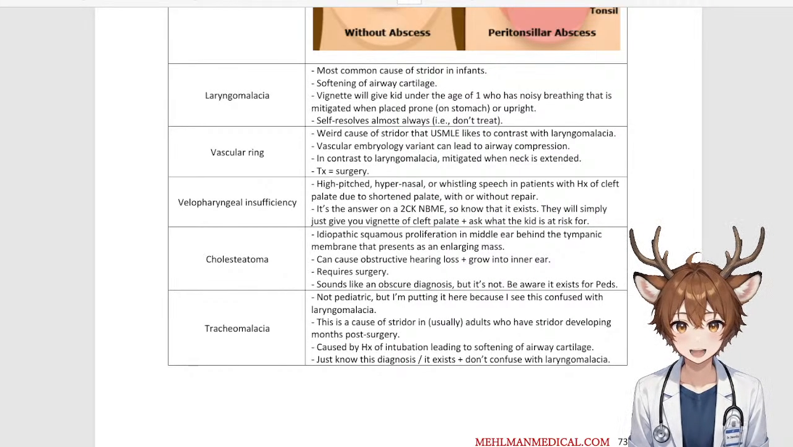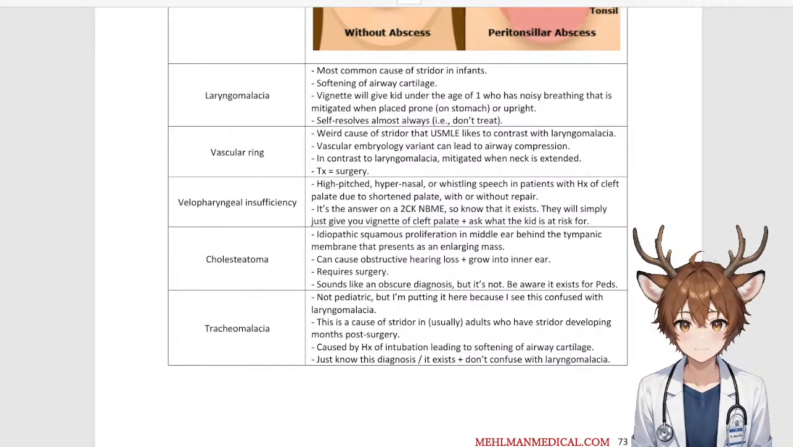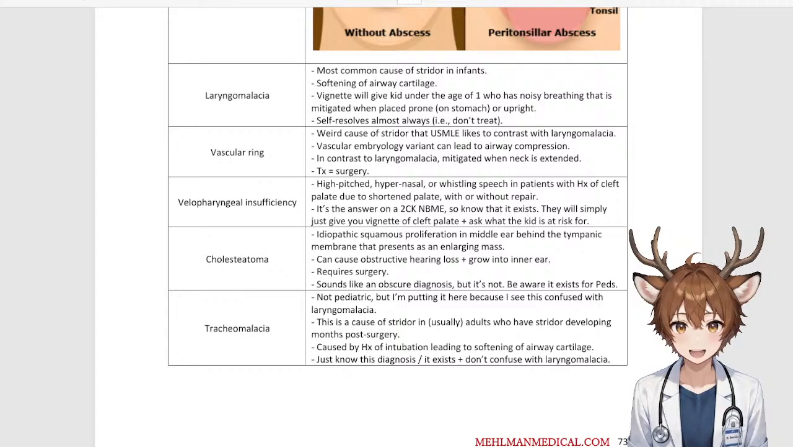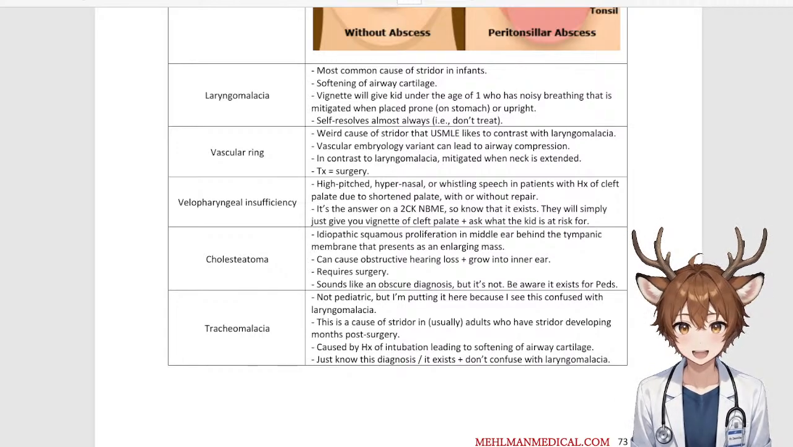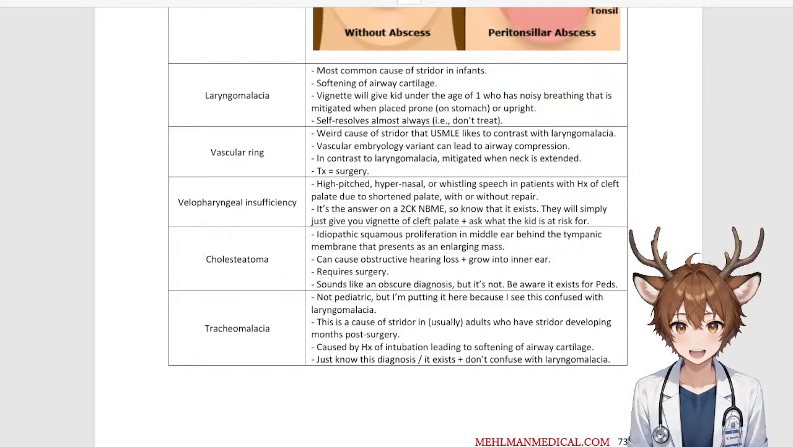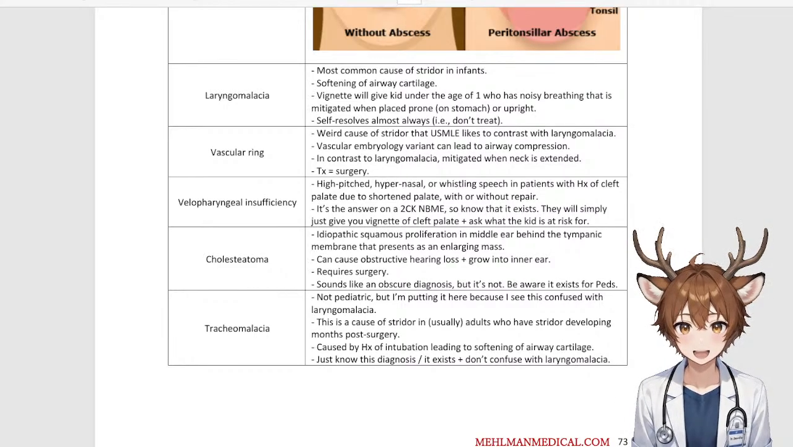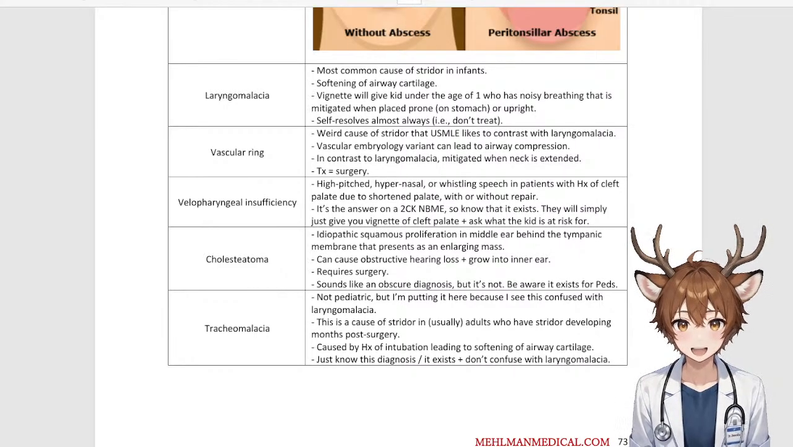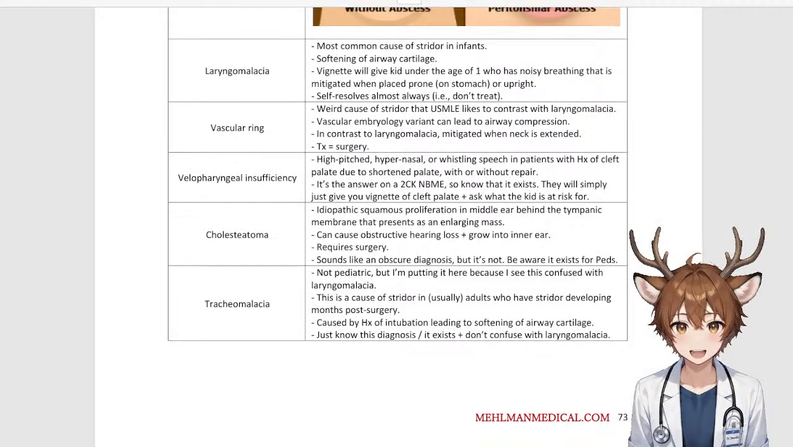Tracheomalacia. Not pediatric, but I'm putting it here because I see it confused with laryngomalacia. Tracheomalacia is a cause of stridor in usually adults who have stridor developing months post-surgery, caused by a history of intubation leading to softening of airway cartilage. Just know this diagnosis, it exists. Don't confuse it with laryngomalacia.